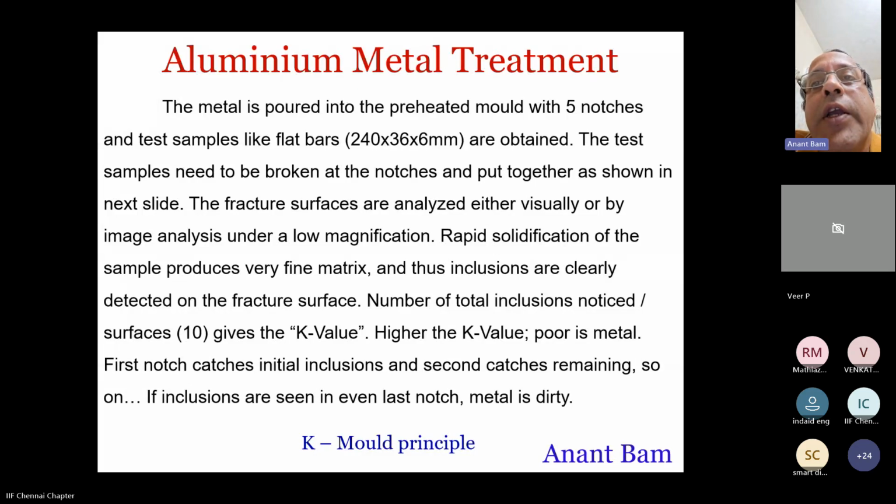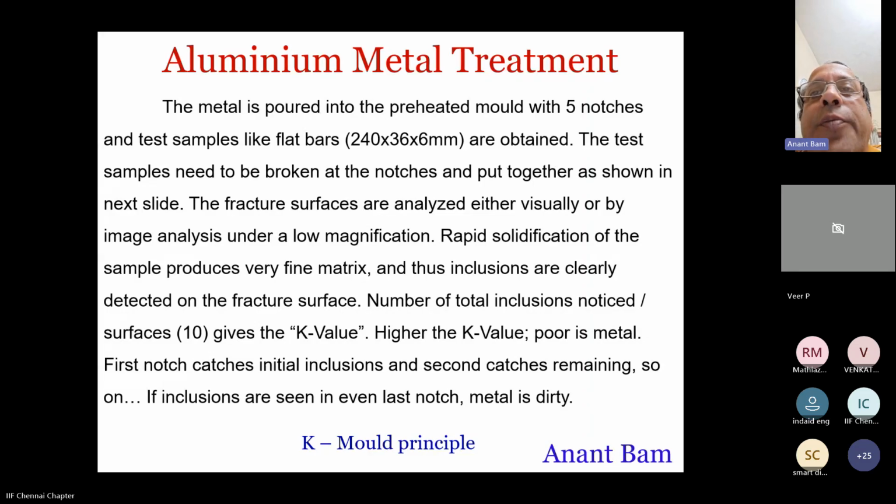The number of total inclusions noticed per surface. If it has 5 notches, we are breaking it at 5 places, so naturally 10 surfaces will get exposed. And in that bundle, if you find 10 black dots, that is 10 inclusions over 10 surfaces. So 10 by 10, the K value will be 1. If you find 5 dots of inclusion in those 10 surfaces, the K value will be 0.5.